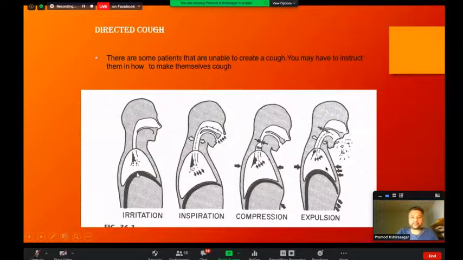Evaluation of cough is very important in patients with restrictive lung disease, for example spinal cord injuries or muscular dystrophy. But in patients with COPD, the cough is not much affected. But you should teach them about huffing. Huffing is forceful expiration against the open glottis, whereas cough is forceful expiration against the closed glottis. So look for all these phases. This is not usually affected in cases with COPD, so we are not bothered much about it.